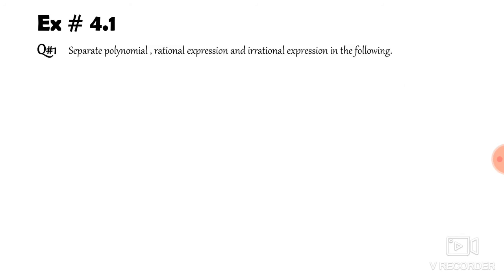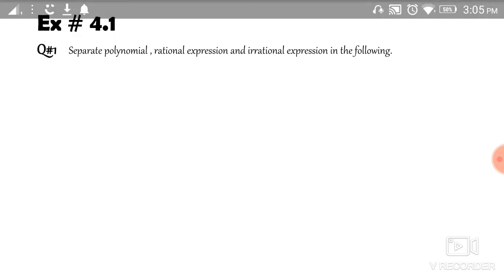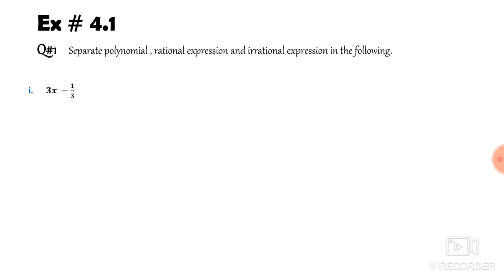Okay, now we are going to start exercise 4.1. Separate polynomials, rational expressions, and irrational expressions in the following. 3x minus 1 upon 3. This is a polynomial because the exponent of x is 1, a positive integer. So this is a polynomial. Again, it is a polynomial because the exponent of the variable here is 0. Okay, this is a polynomial.